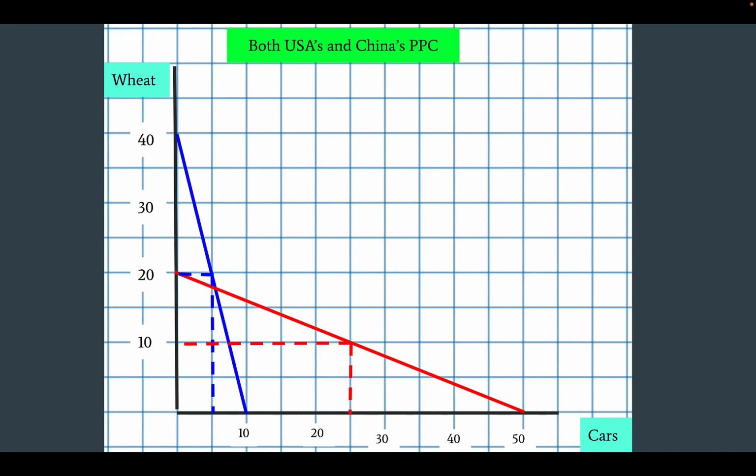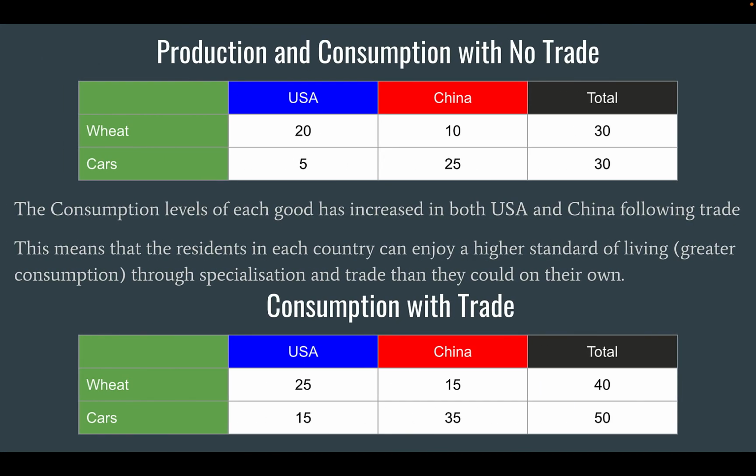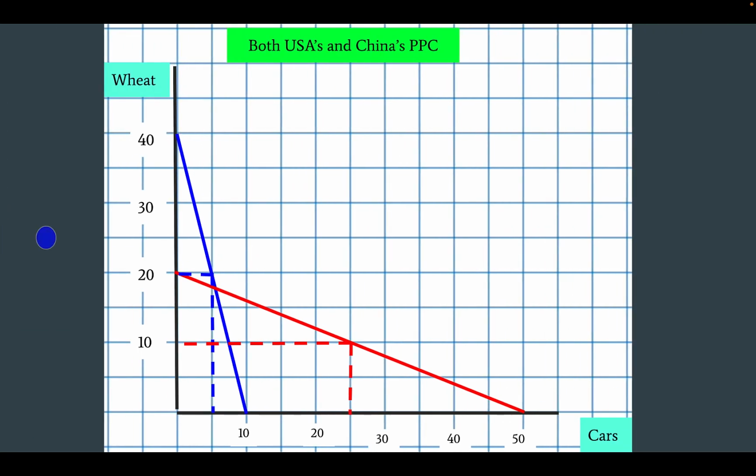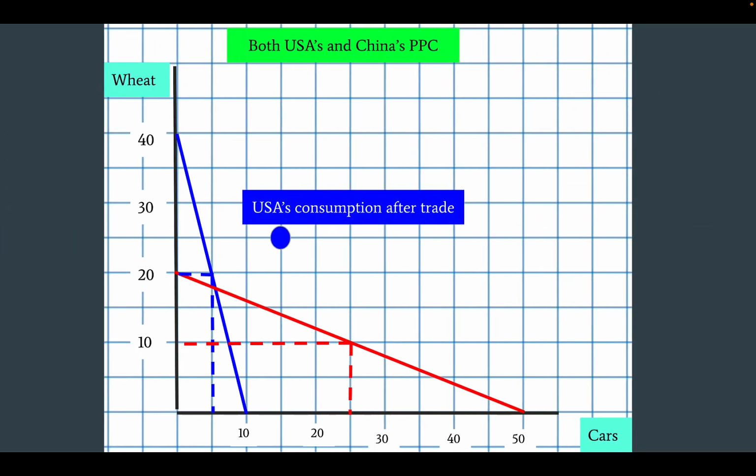And what I am trying to say is this was here, it was in America, it was 20 units of wheat and 5 cars produced and consumed before specialization and trade. In China, it was 10 units of wheat and 25 cars both produced and consumed. Let's just say, what were we saying? We're doing a 1-for-1 here kind of thing, right? So let's say they kind of go half and half, okay?